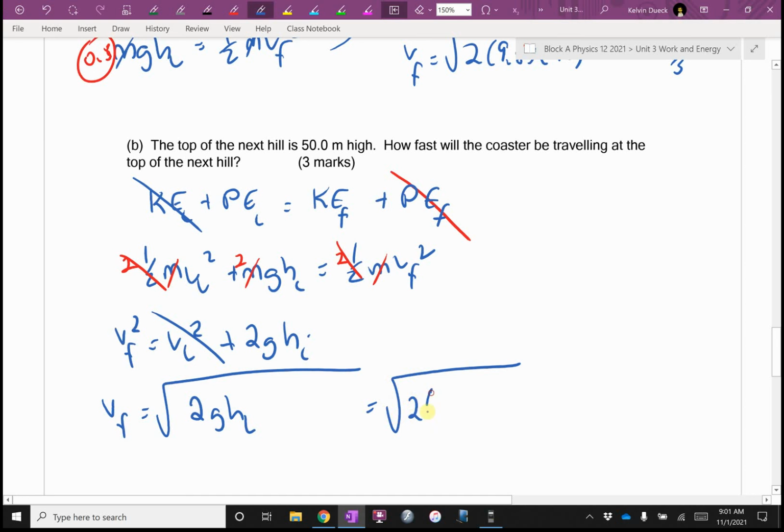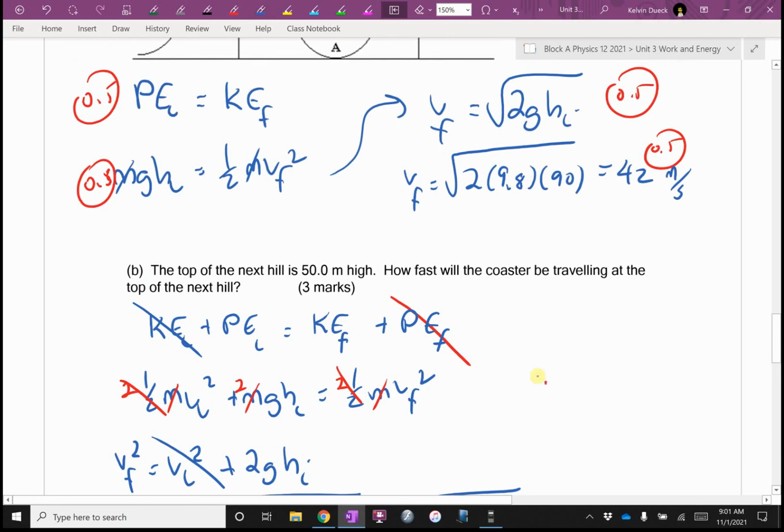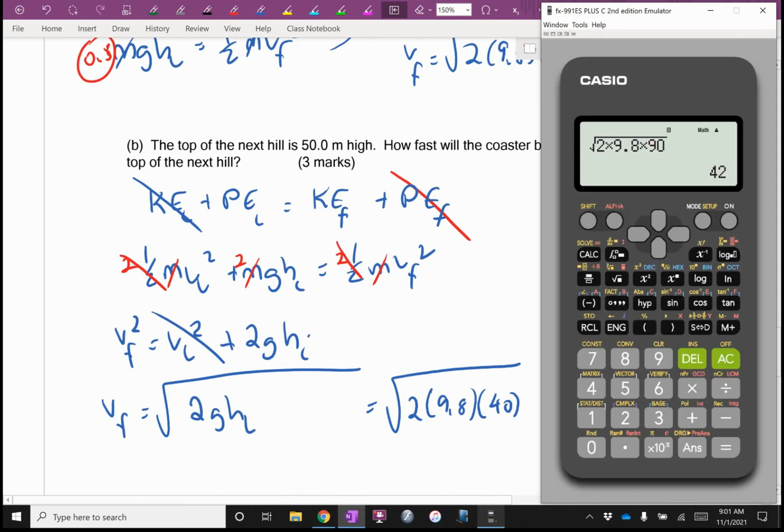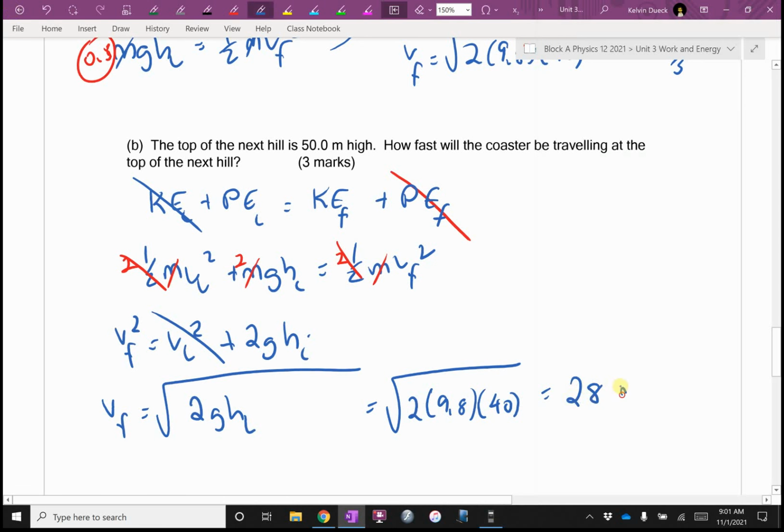Square root of 2 times 9.8 times, what was h initial? 40 this time, right? When I did my modification? Yep. 2 times 9.8 times 40, square root of that. I think this will also work out evenly. 28. 3 out of 3 if you got that. Otherwise, I would probably go half mark, 2, 3, 4, 5, 6, probably something like that.